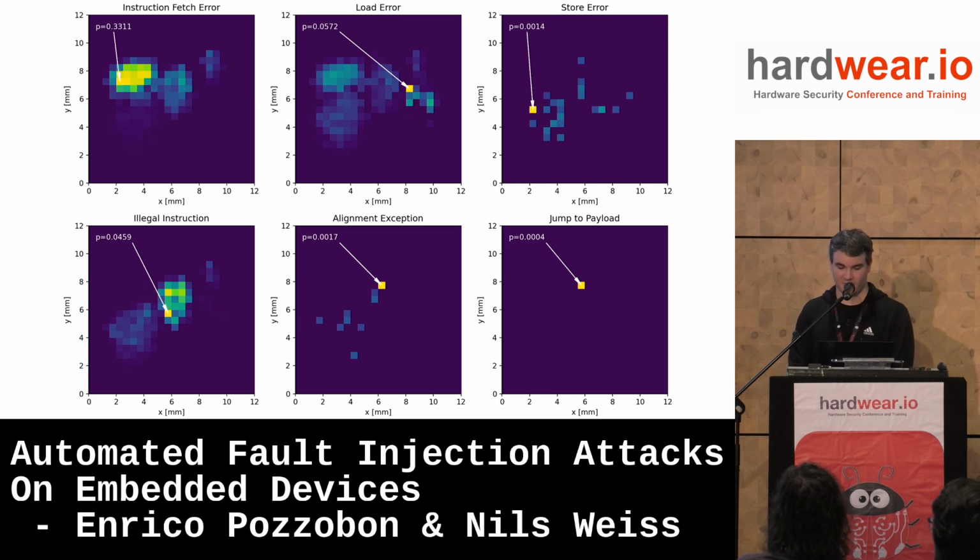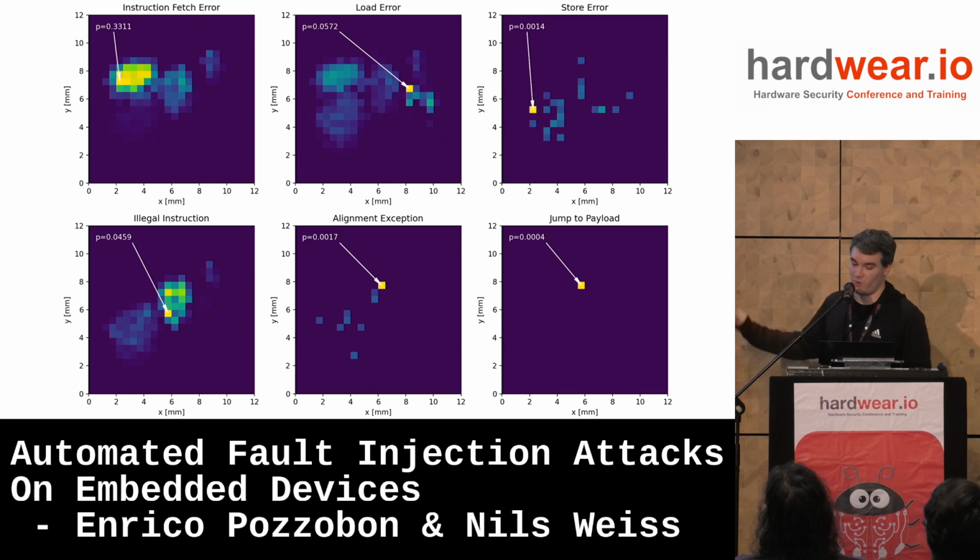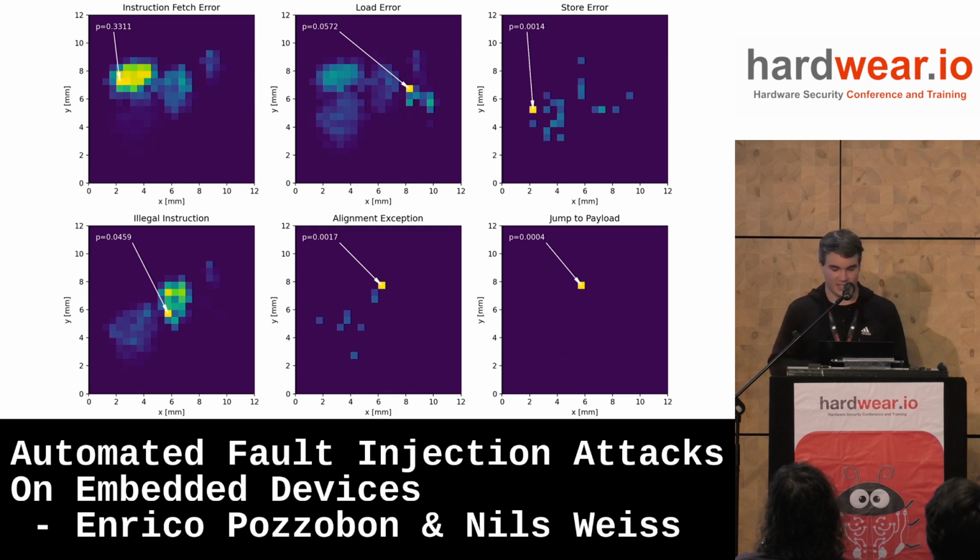Now, what I would like to highlight is that there is only one small square in the bottom right that, when we hit there, has a very, very tiny probability, when all the other settings are uniformly distributed, of causing a jump to our unsigned payload. And another thing that I would like you to note is that a lot of these probability areas are correlated with each other. So we have the illegal instruction highly correlating with this alignment exception, which highly correlates with the jump to payload.